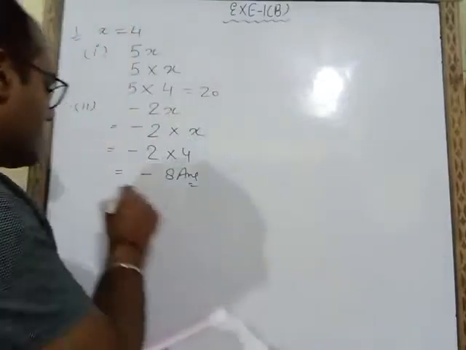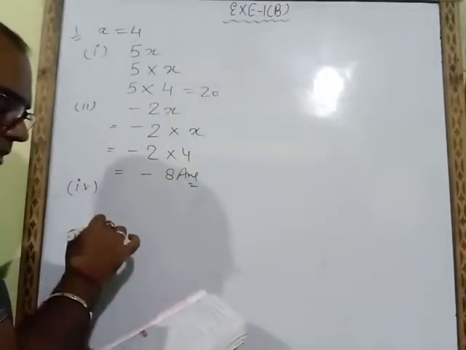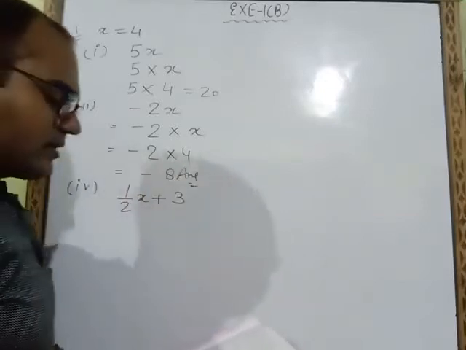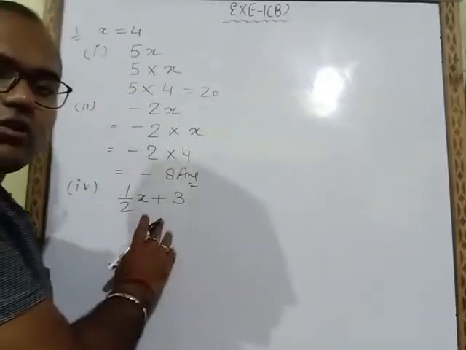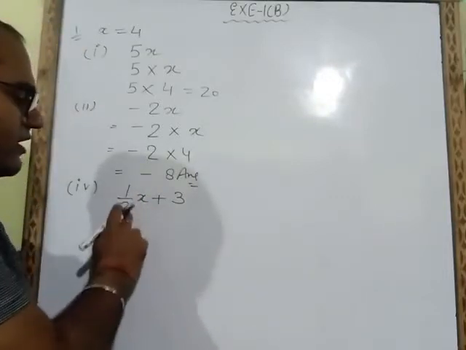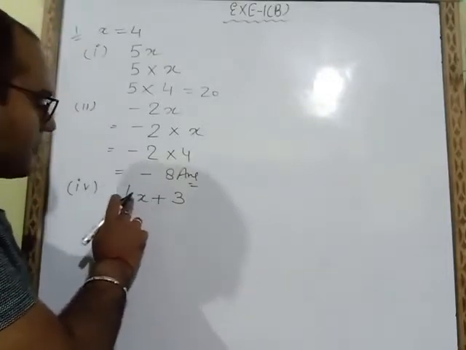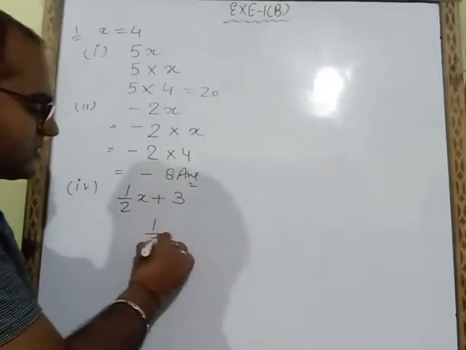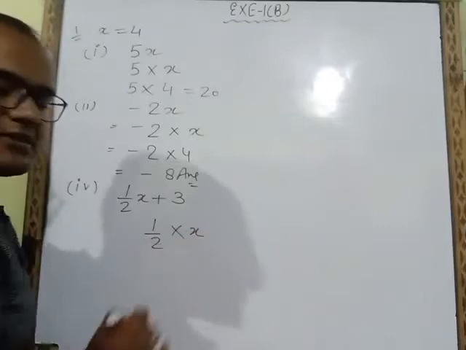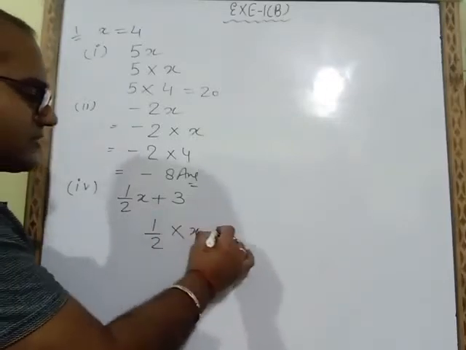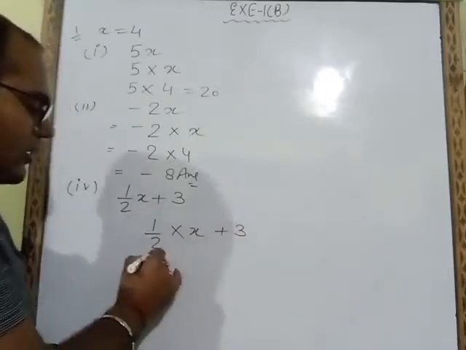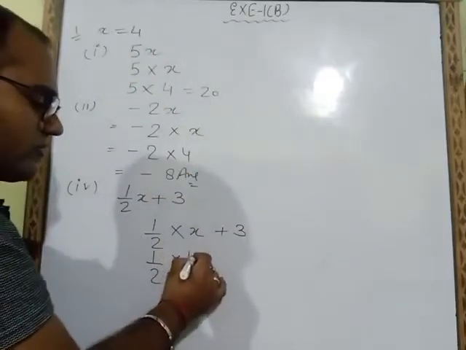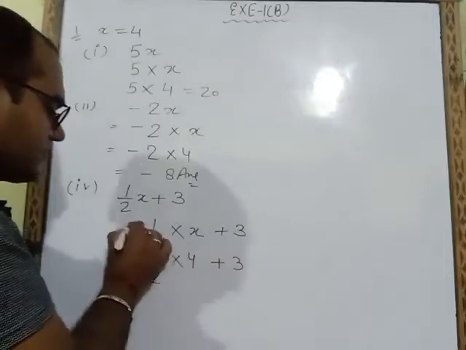Now see part number 4, 1 upon 2x plus 3. We have to find the value of 1 upon 2x plus 3. Between 1 upon 2 and x nothing is there, so between 1 upon 2 and x you have to put a multiply sign. After that it is written plus 3, this we will write as it is. Now 1 upon 2 multiply x value, which is 4, so we put here 4 plus 3.